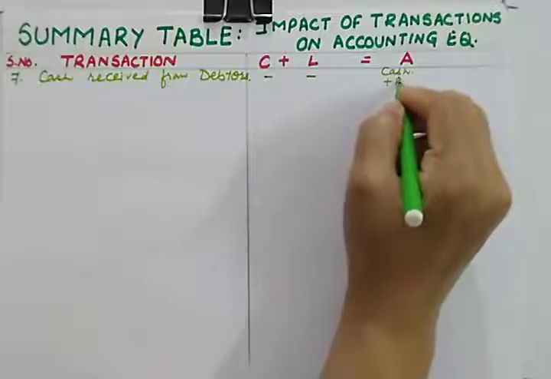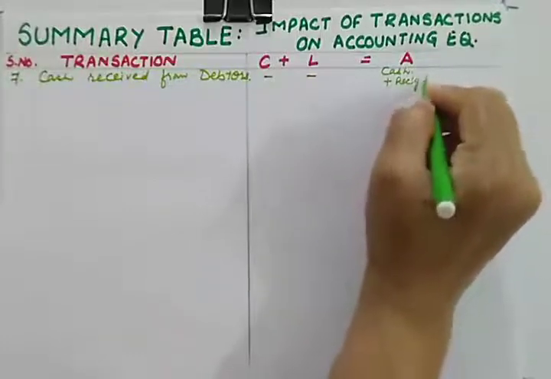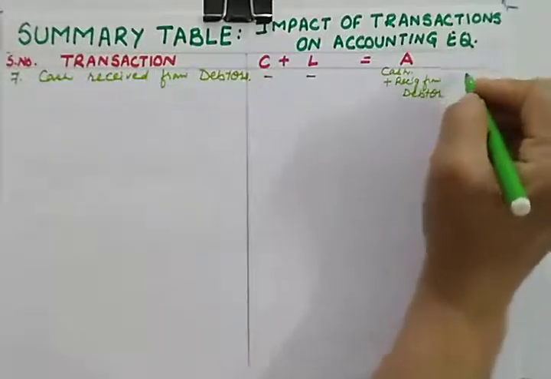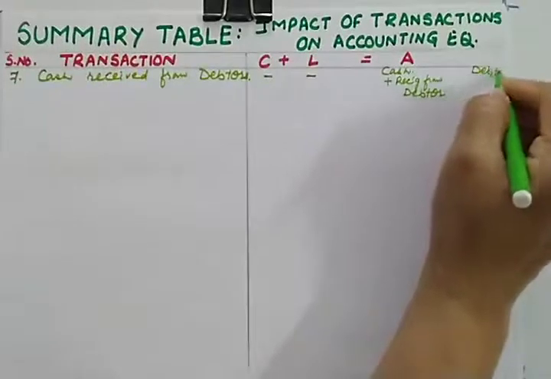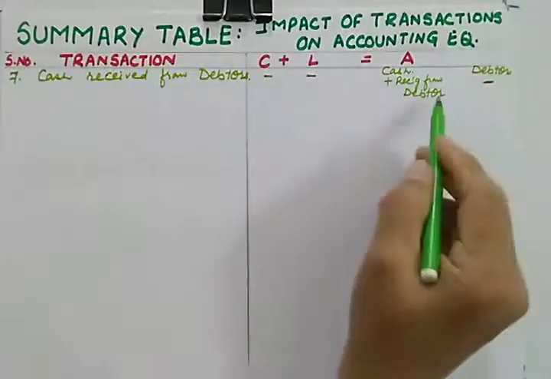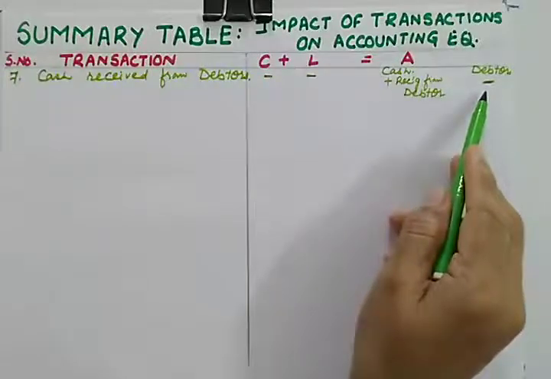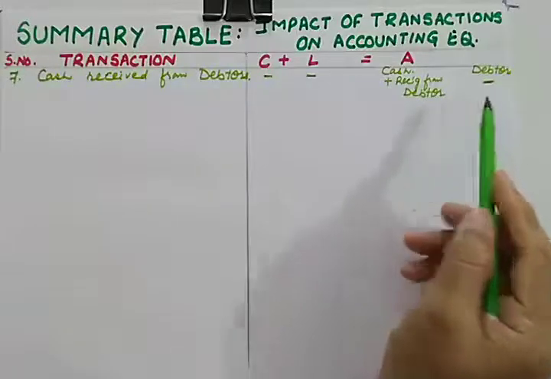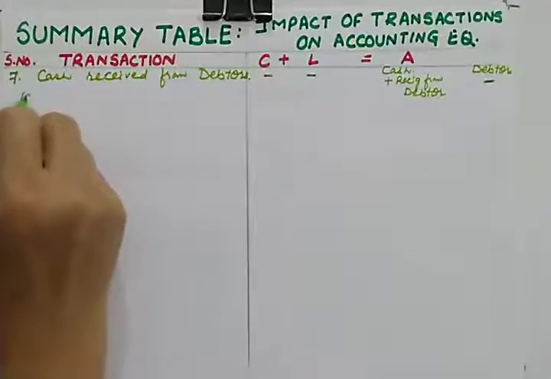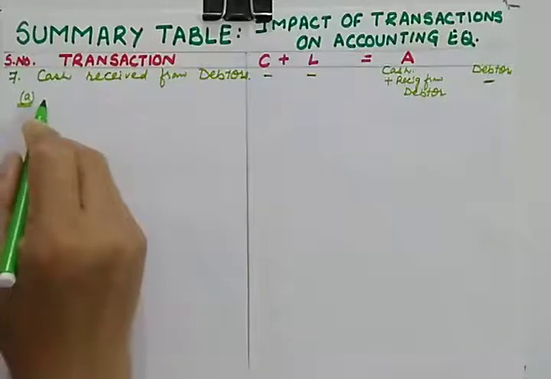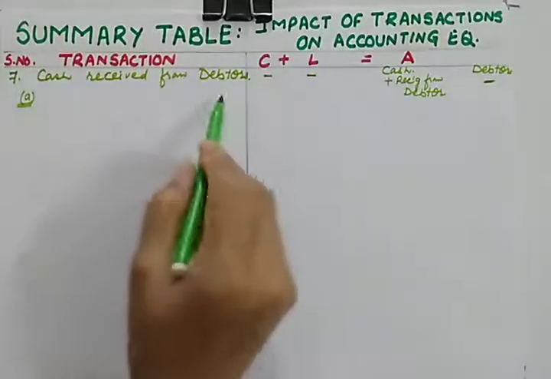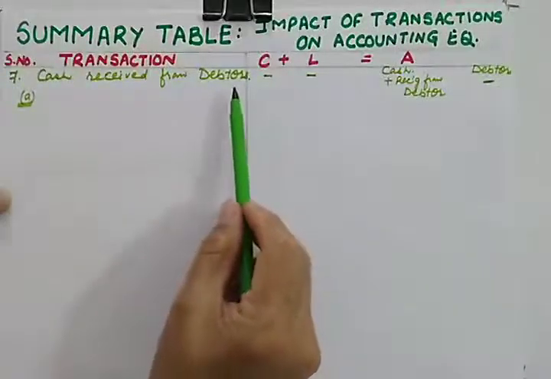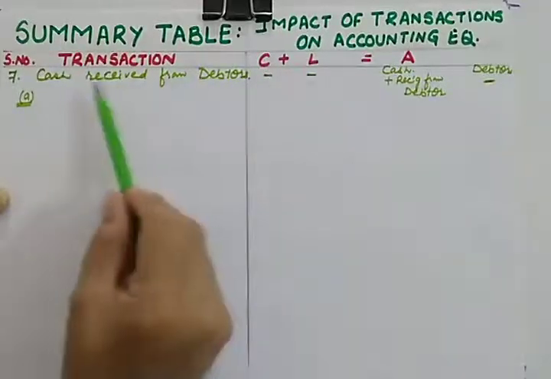Whatever you are receiving from debtors, it will be added to cash, and the second aspect is your debtors will reduce. So both effects are on the right hand side, your cash will increase and debtors will decrease. But suppose there is another point here, if you are giving discount to your debtor, because sometimes for motivating your debtor we allow them discount so that they will be able to make early payment. So what will happen to the accounting equation?